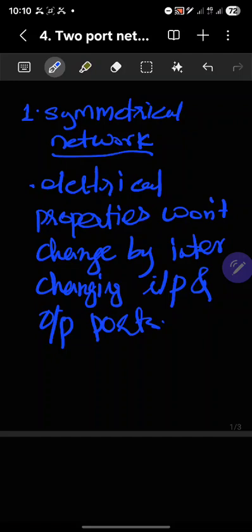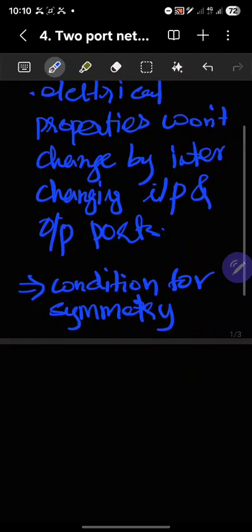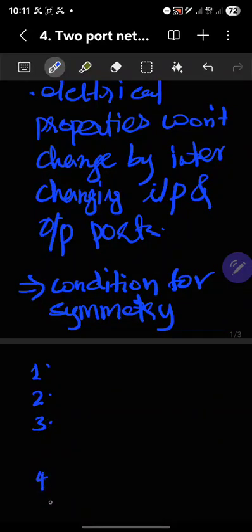So what is the condition for symmetry in terms of network parameters? We learned 5 network parameters. With respect to all these network parameters, we'll give the condition for symmetry and reciprocity. We will not derive them, we'll just give the expressions. The derivation is also very simple.